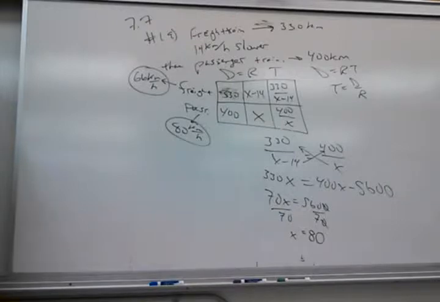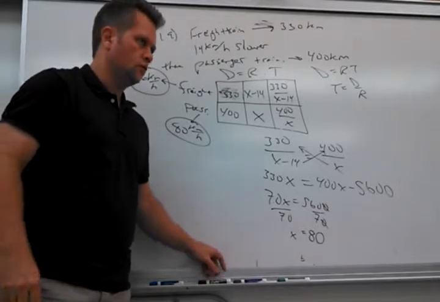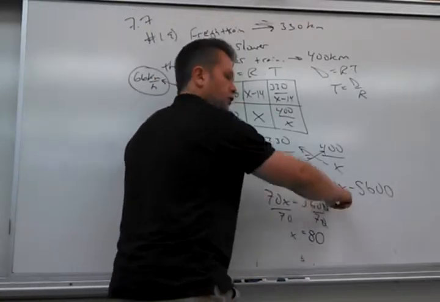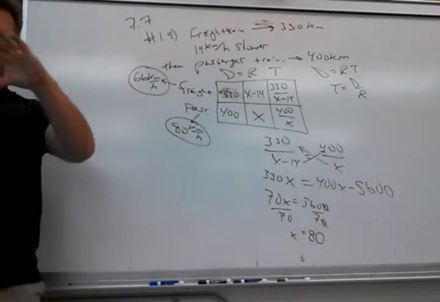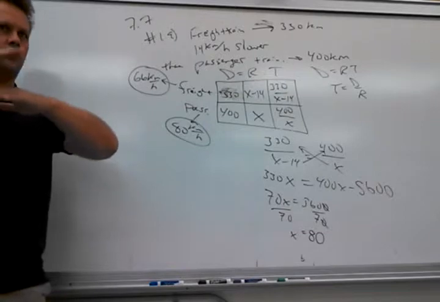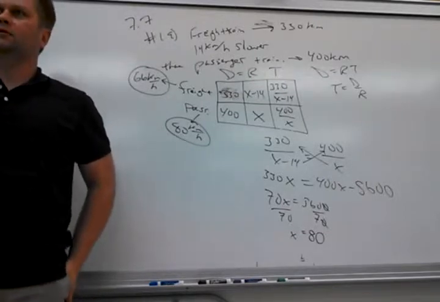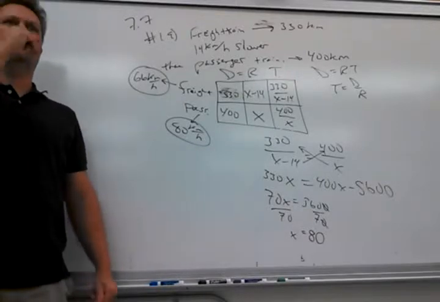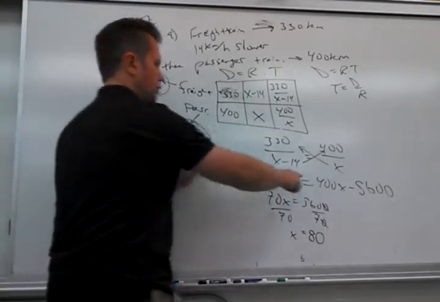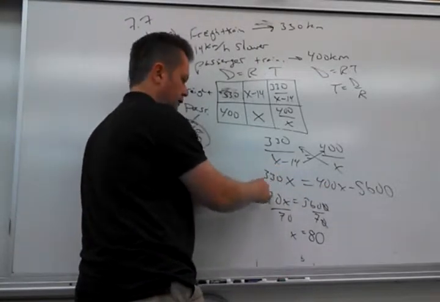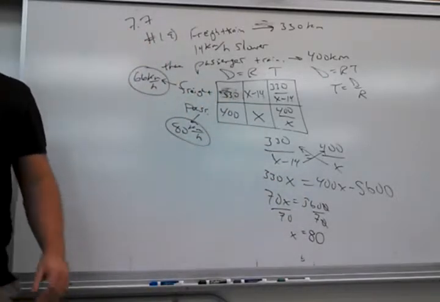I'm sorry, I skipped about 330x equals 400x minus the 5,600, and then I subtracted 330. Got the x's together, got the numbers on the other side. I'm going to skip some steps for the part that I know you can do. I know you can solve that equation, because if you can't, I'll feel really bad. If you subtract the 400, it'd be negative 70x equals negative 5,600. Both negatives would then cancel.